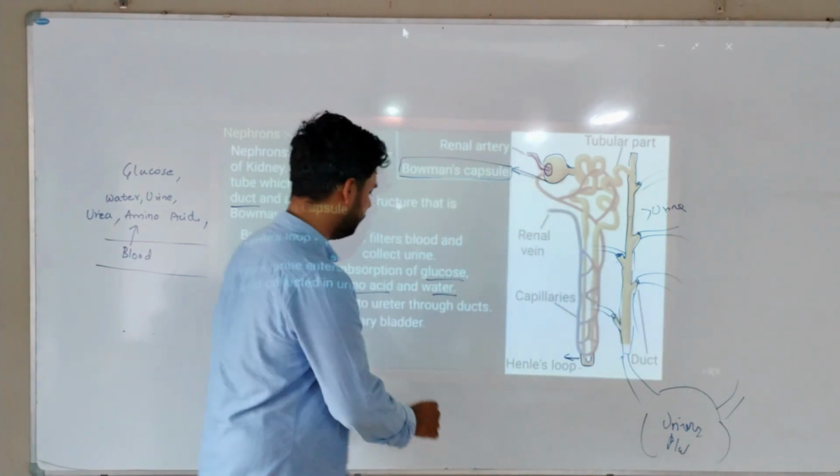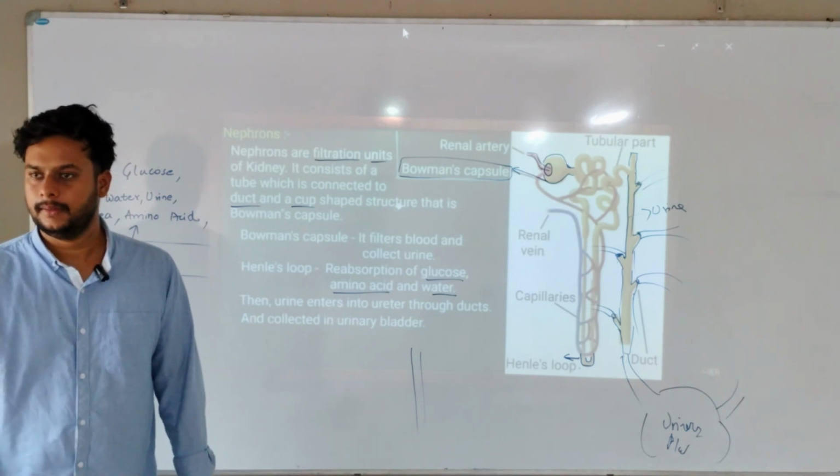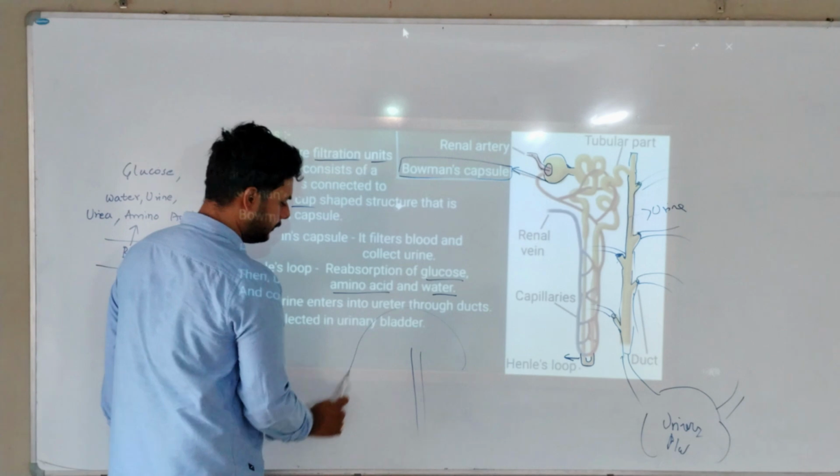Here also one nephron is connected. One duct will have millions of nephrons. Like this, millions of ducts will be there. It is considered everything is there in one kidney.